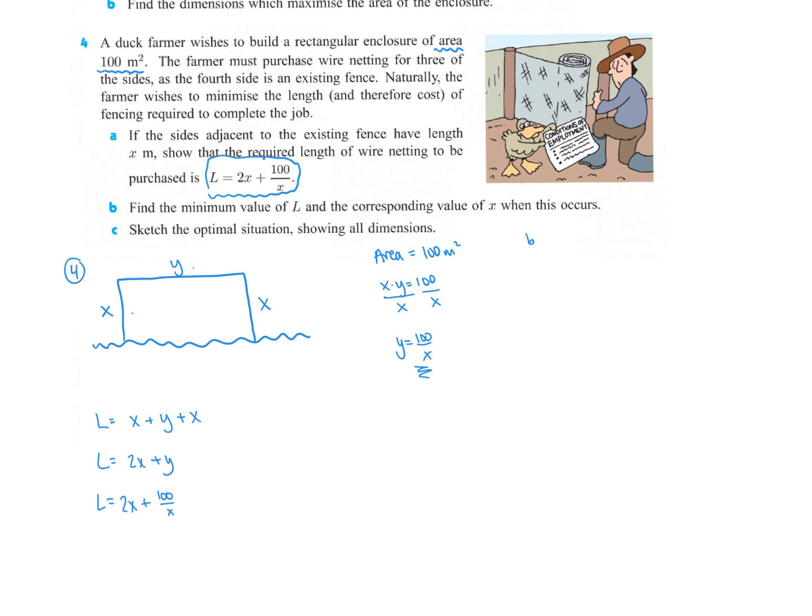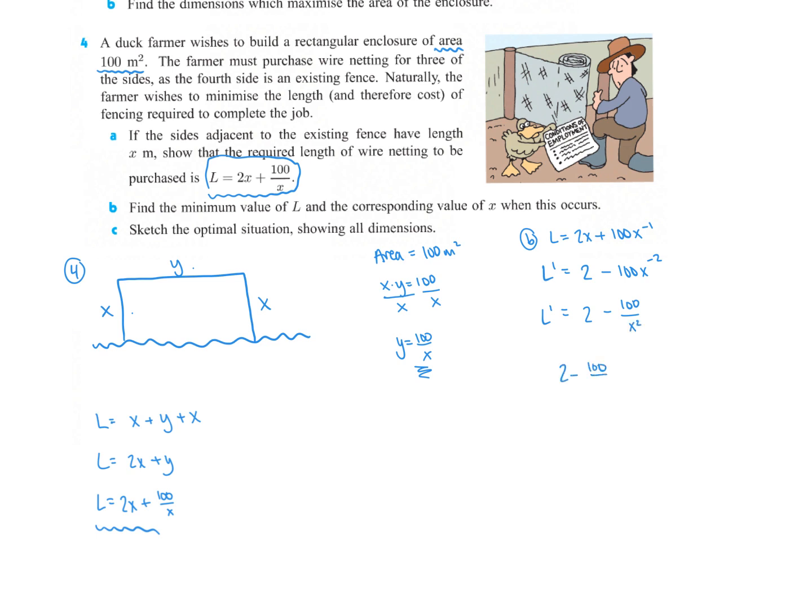Now, part B wants us to find the minimum value of L and the corresponding value of x when this occurs. So I need to minimize the length. First, I'm going to start out by rewriting it as 2x plus 100 times x to the negative 1. So now I'm going to take the derivative, which would be 2 minus 100x to the power of negative 2. So the derivative is 2 minus 100 over x squared.